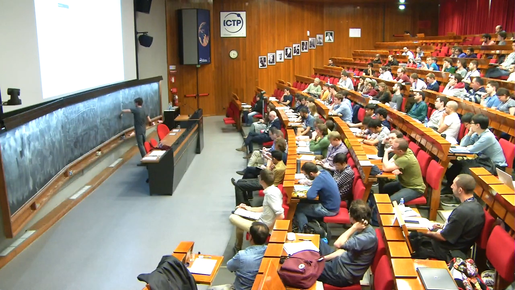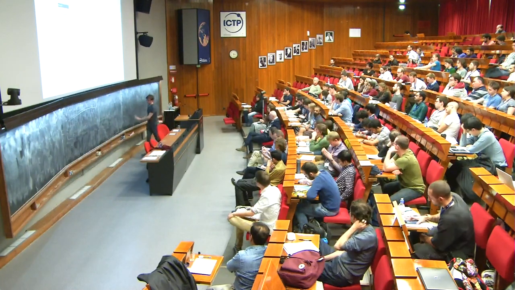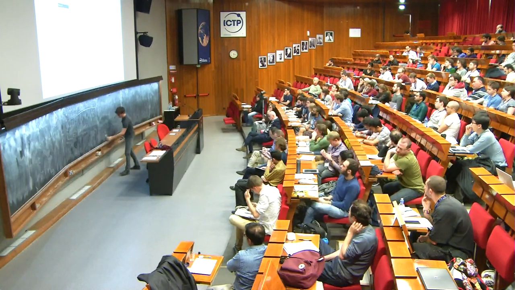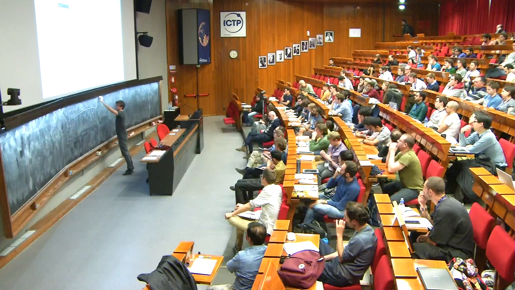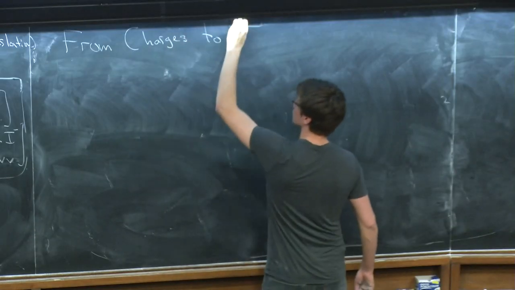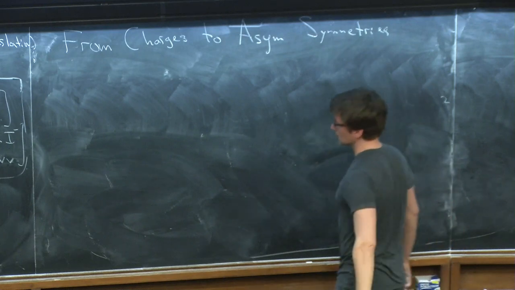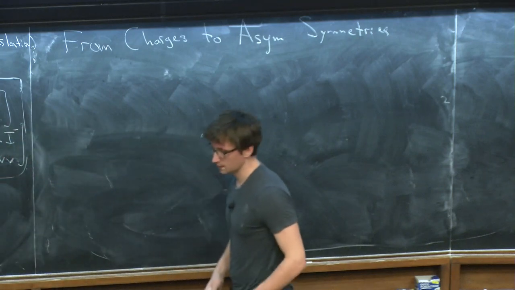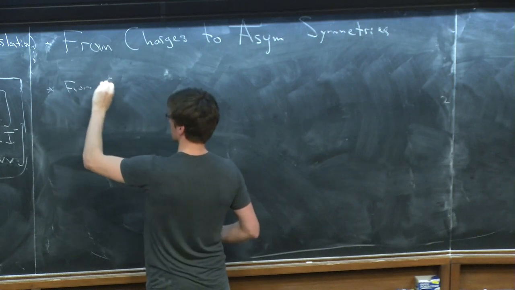Now, in principle, I would like to explain two more things, and I will explain them partially in the next lecture. One thing is the move from charges to asymptotic symmetries. We will introduce the notion of asymptotic symmetries and then try to find the charges that generate them. We will find that these are they, these are those. And the second piece is going from these charges to familiar soft theorems.